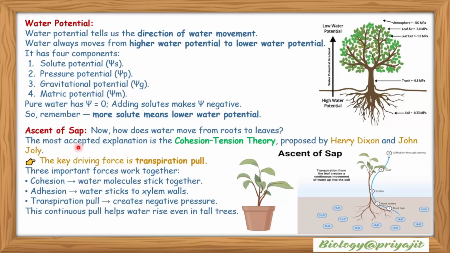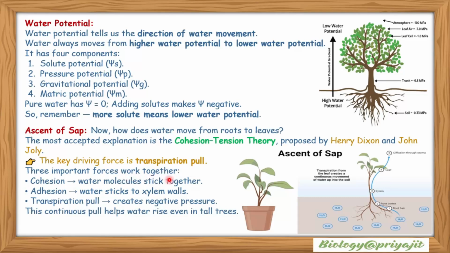So, ascent of sap. Now how does water move from roots to leaves? The most accepted explanation in this context is the cohesion tension theory proposed by Henry Dixon and John Joly. The key driving force is transpiration pull.